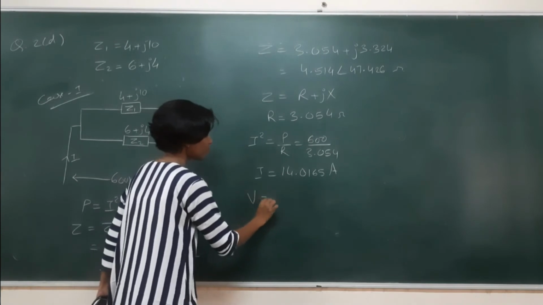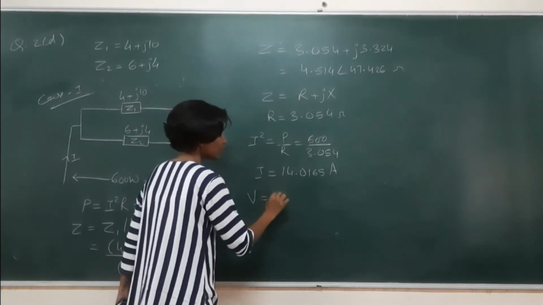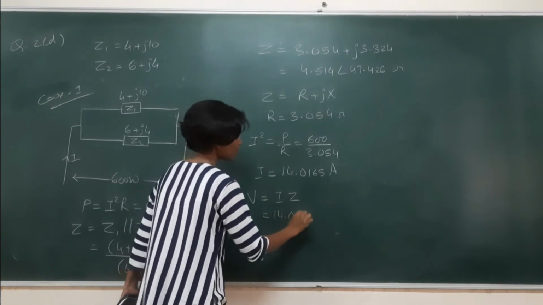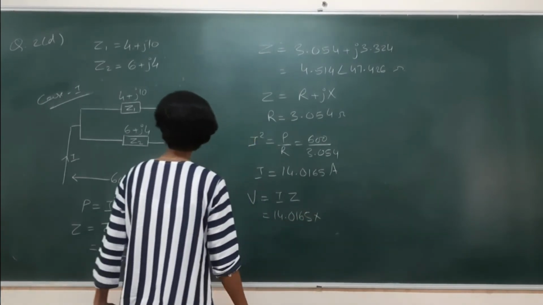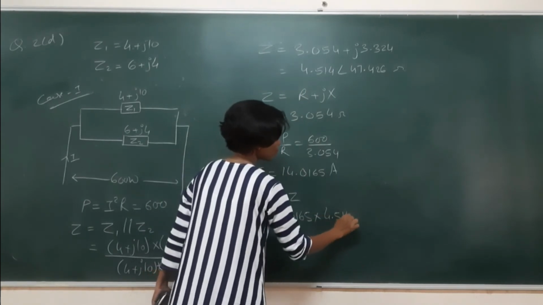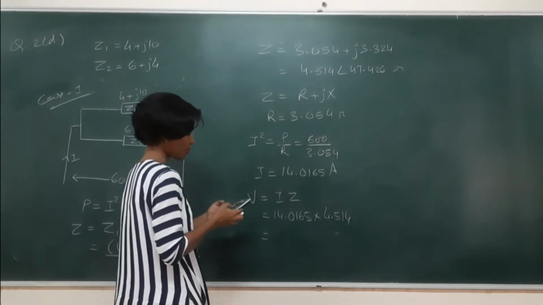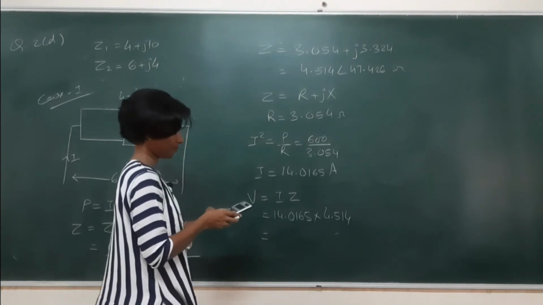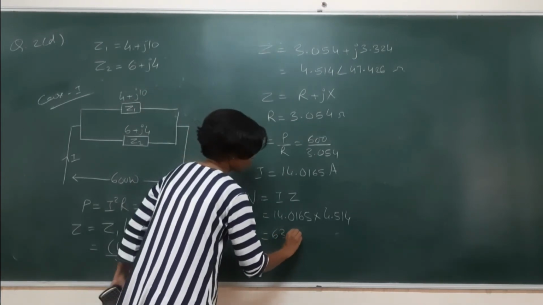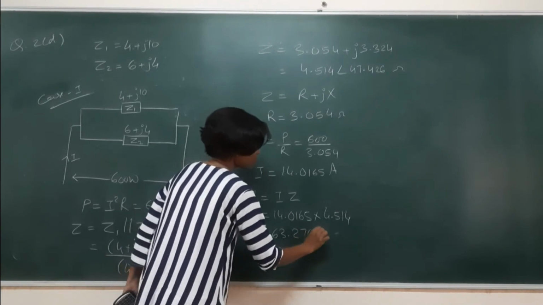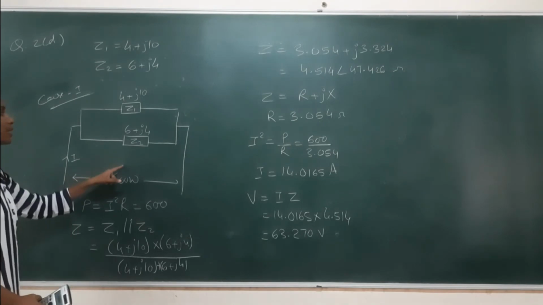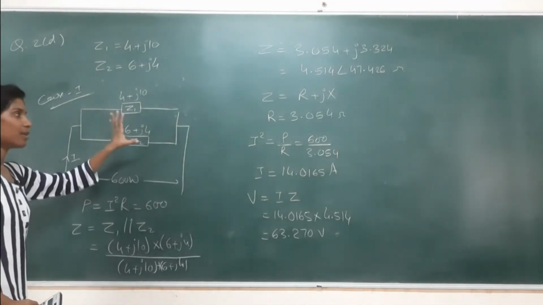So what is the supply voltage? The supply voltage will be I into Z. I is 14.0165, and Z is the net impedance, which we got as 4.514, the magnitude. So what will be the product? We are getting 63.270 volts. This is the value of the supply voltage when the system is connected in parallel.